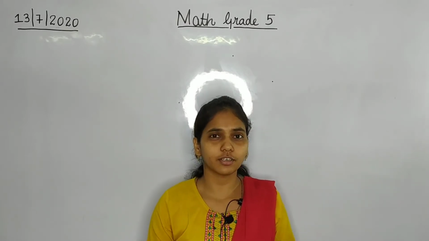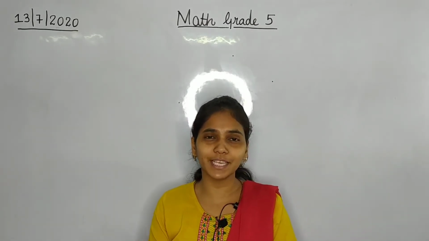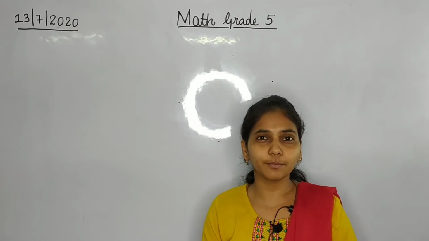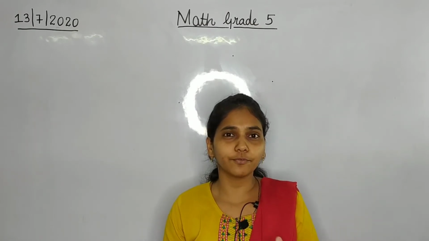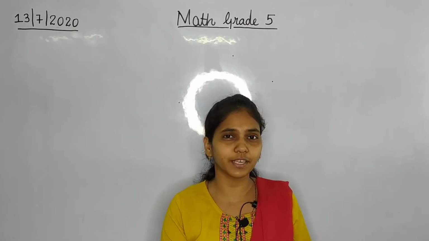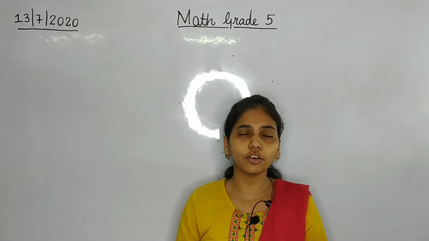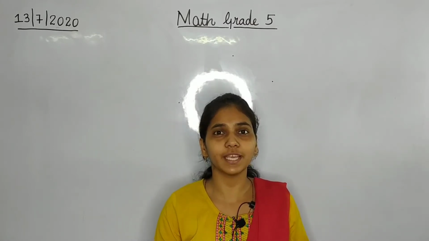In today's class we are going to see how to round off numbers to certain place values. To certain place values means what? If they have asked us to round off a number to its hundreds place, or its thousands place, or its tens place. So how do we round off a number to its given place value?